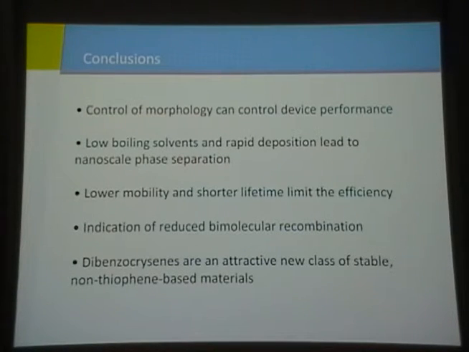So what is important is the lifetime of the carriers. And we have seen the reduced recombination in small molecule-based solar cells. And we think that dibenzoyl are one of the very attractive new class of small molecules that is introduced in this community, non-fullerene-based solar cells.